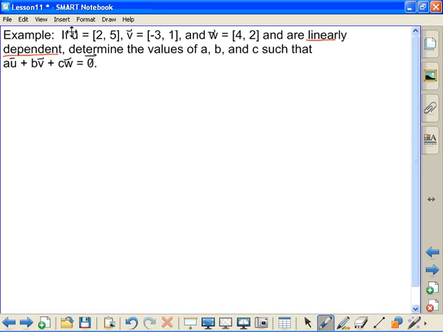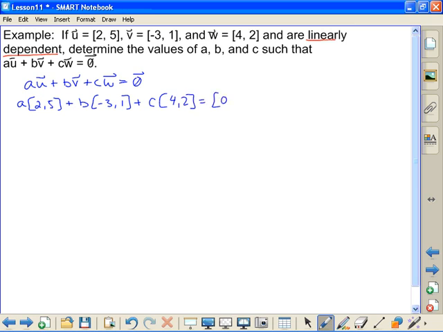So where do we start? Right from where that equation left us off here. So we end up with our equation for linear dependence, and now we replace each vector with the corresponding value, and the zero vector is 0, 0. So what does that tell us?